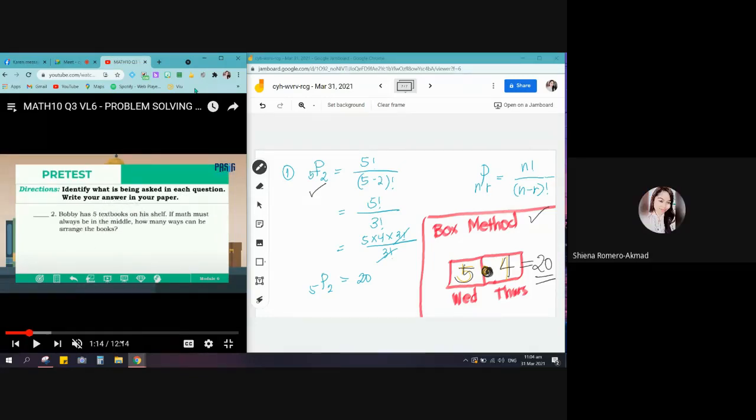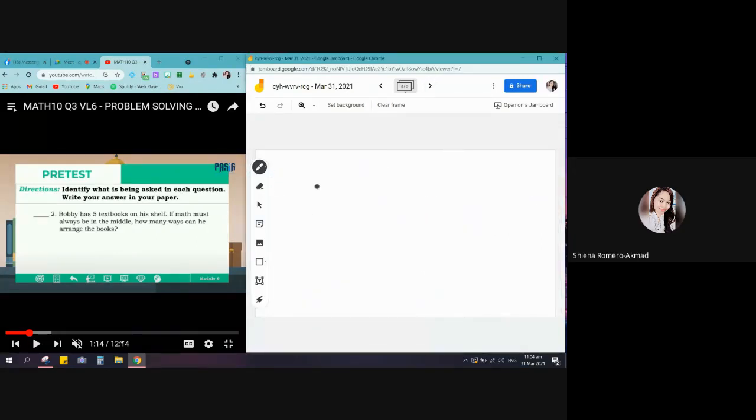So, number 2. Bobby has 5 textbooks on her shelf. If math must always be in the middle, how many ways can he arrange the books? Ito, pwede rin siya by permutation formula or simply by using the box method. So, pwedeng box method, pwedeng formula.